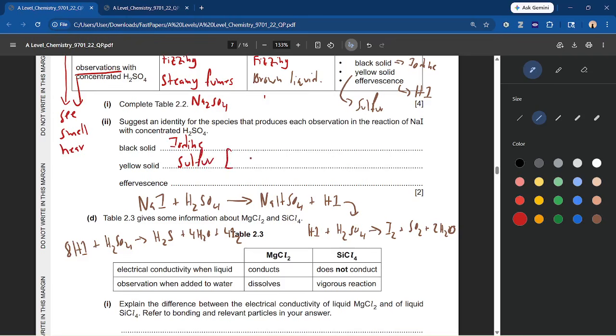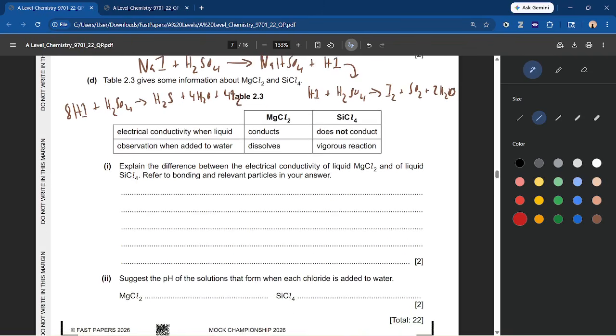The sulfur is produced when H2SO4 reacts with 6 moles of hydrogen iodide, which releases 3I2 plus sulfur plus 4 H2O. And effervescence is going to be hydrogen sulfide, sorry. This one was a bit of a tricky question, but hopefully you guys were able to solve this one. So yeah, let's move on.